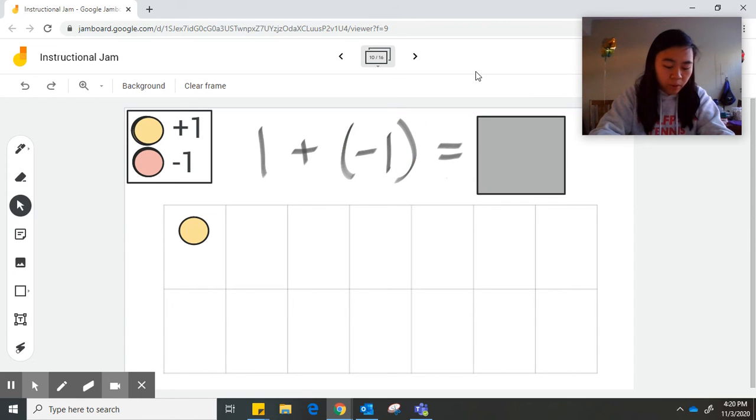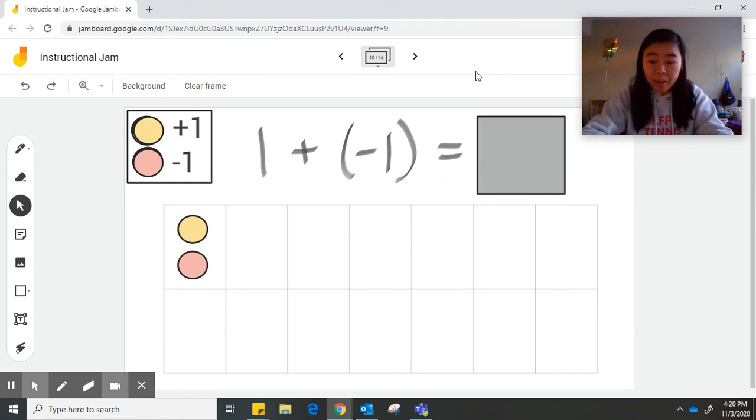Okay, so when I bring over this red counter, I noticed, what do we have there? We have a zero pair, right? We have a positive, we have a negative. So what happens to those two? They kind of cancel each other out there. It's a zero pair, they equal 0. So our answer is going to be 0 because we have nothing left over. We were able to make one 0 pair. We've got nothing left over, so our answer is 0.